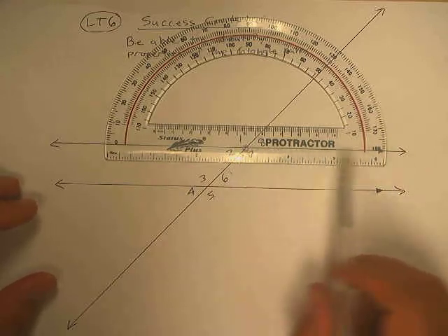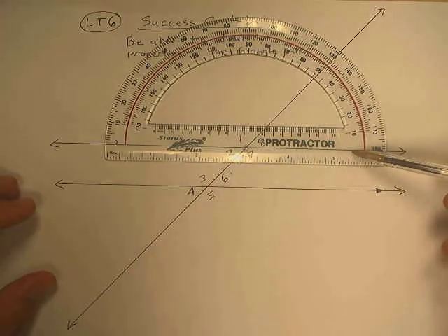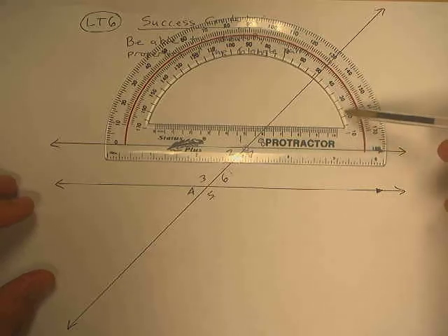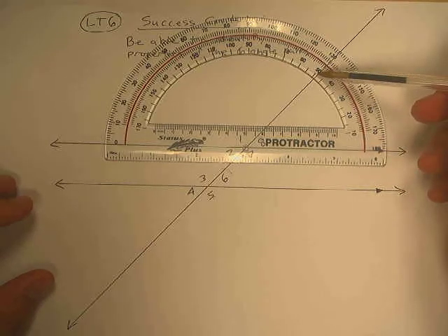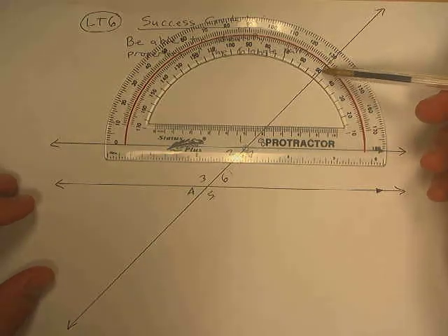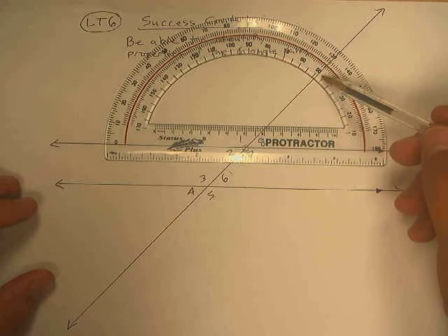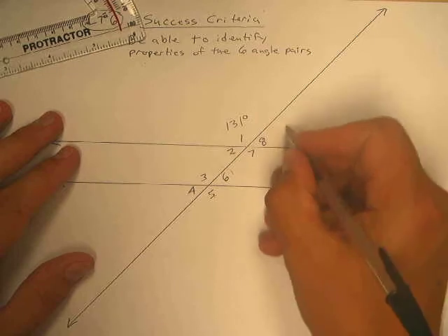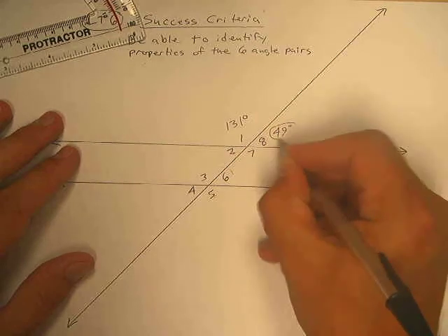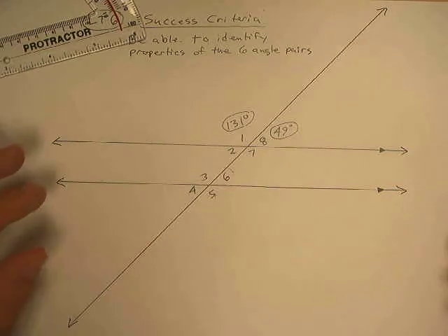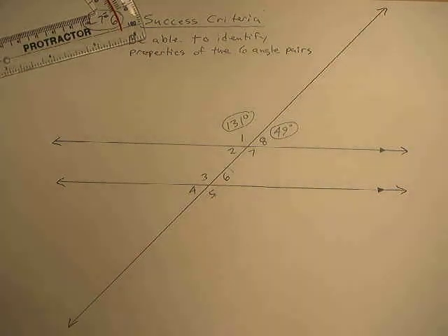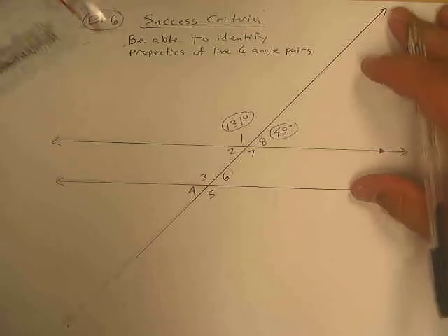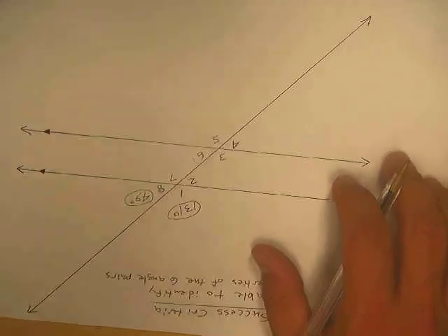Now, I'm also going to measure angle 8 at the same time. I can measure angle 8 starting right here at 0, and I'm going to use the inside one. 10, 20, 30, 40, looks like it's about 49 degrees. So I measured 2 angles at the same time. This was 131, this one was 49. So I'm just going to write that in there. 131 degrees, 49 degrees. Okay? Now, your angles may be a little different depending on how you measured and how you drew your lines. That makes a difference. Okay?